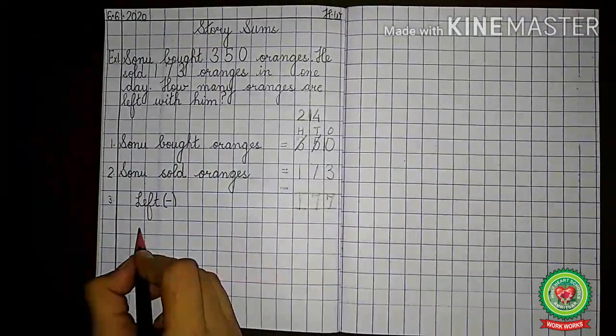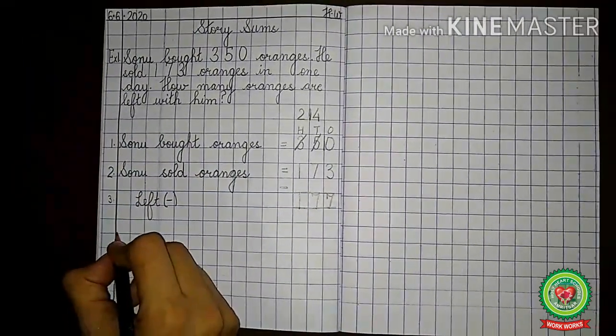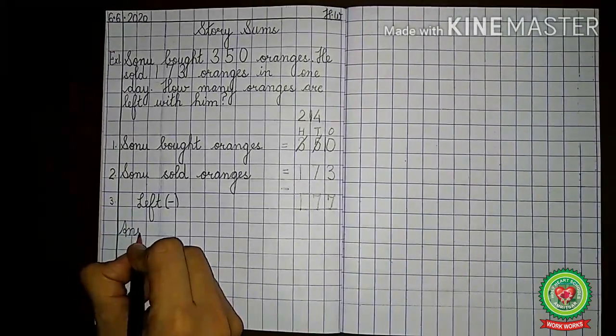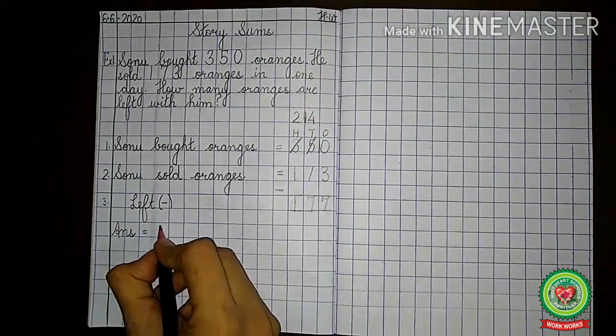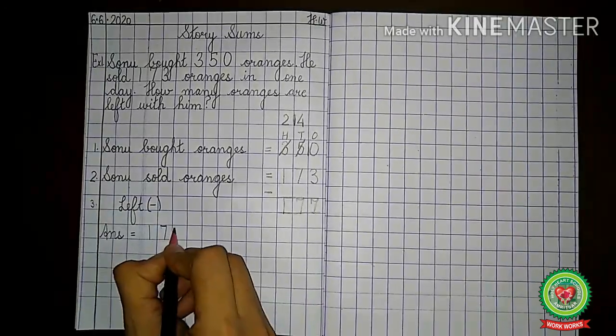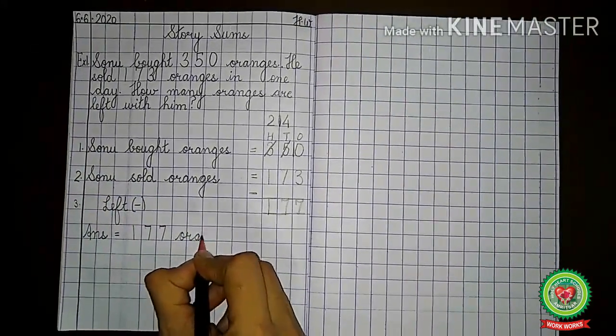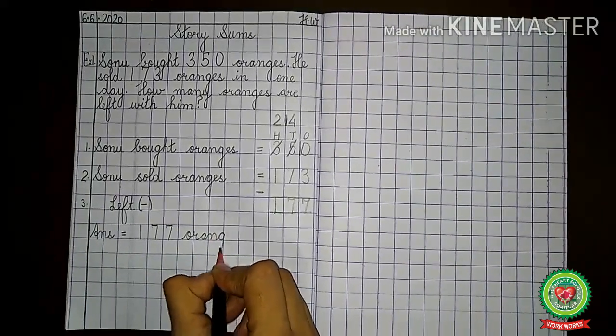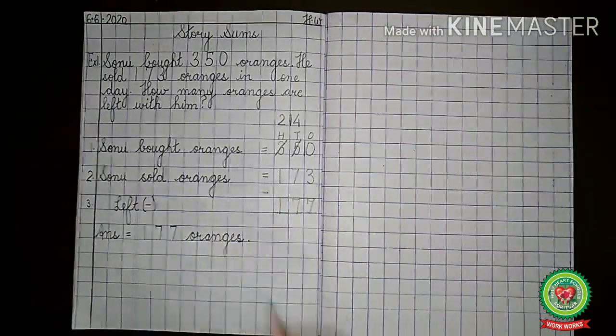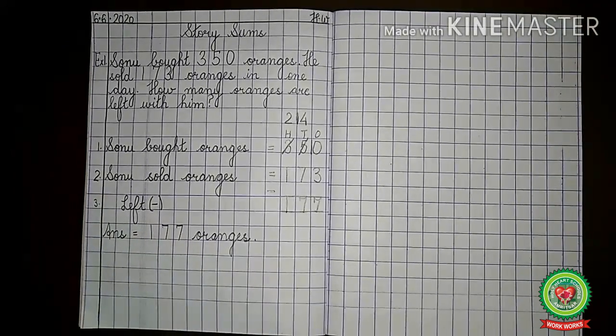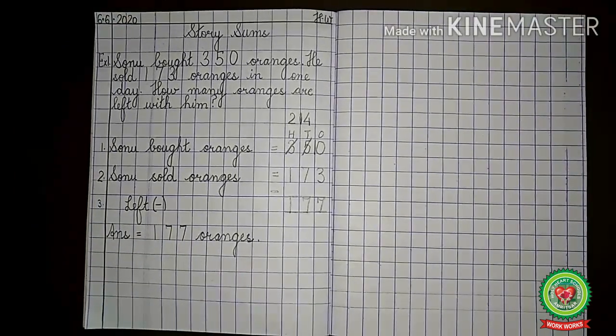177. Now again leave one line. Write down answer. Answer is equal to 177 oranges. How many oranges are left with Sonu? 177 oranges. I hope you are clear with the copy approach.